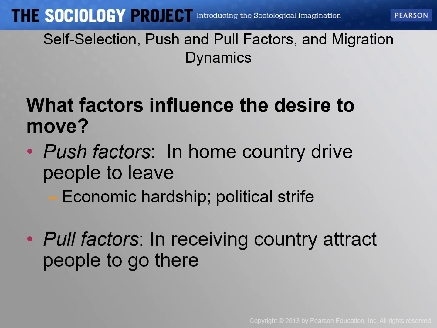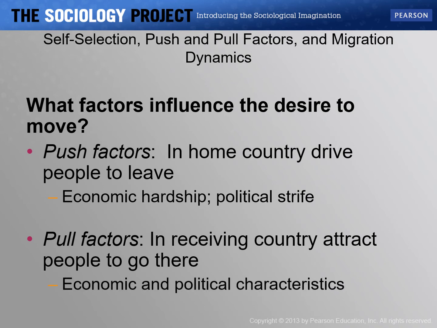And there are pull factors in the receiving country, what attracts people to go there. And the same thing, economic and political characteristics. People like to come to the United States because it's a land of opportunity. Who could blame someone for wanting to immigrate, legally or otherwise, to get out of a bad situation, especially if you have a family?